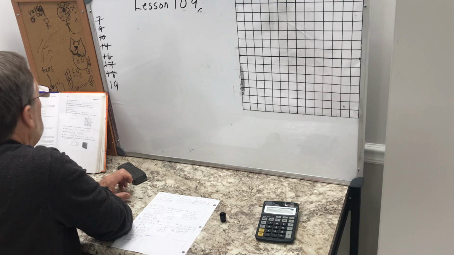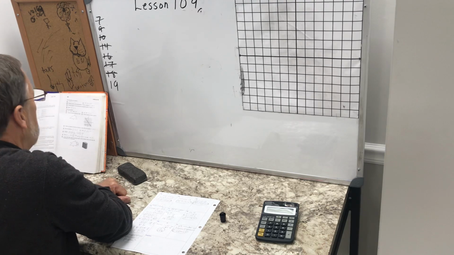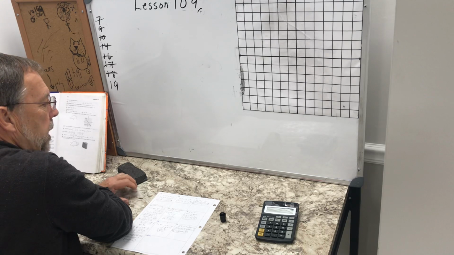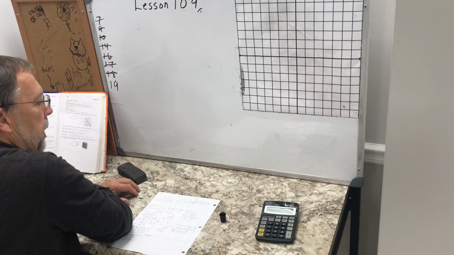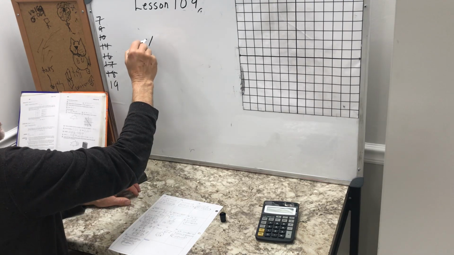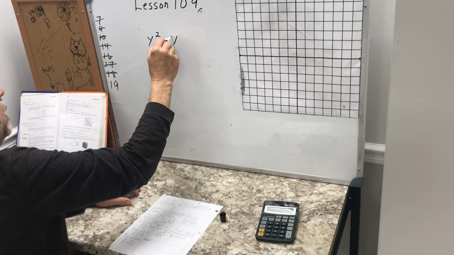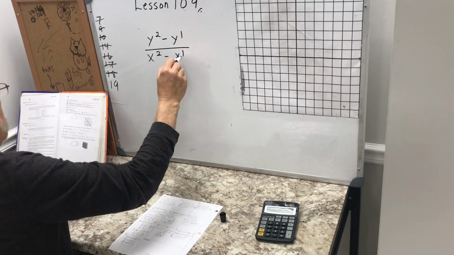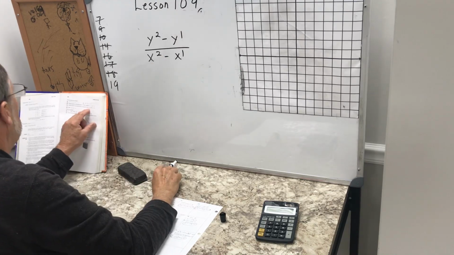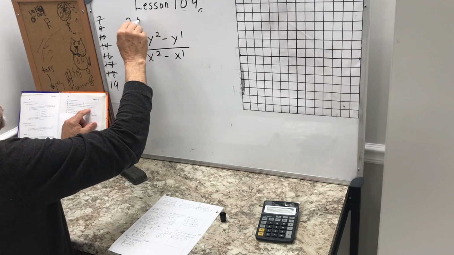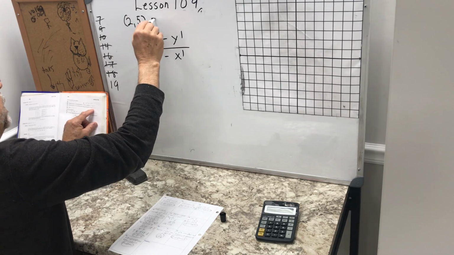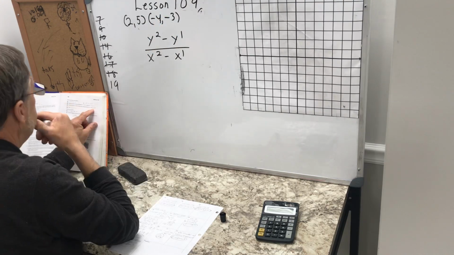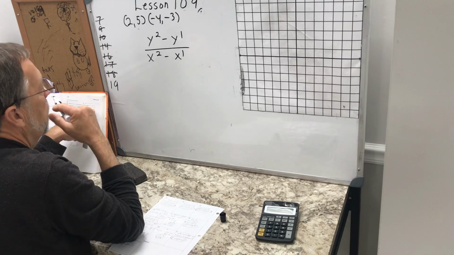I'm hoping that by now you'll remember this equation to solve number 19. How many of you remember it? Write it down if you remember it. It is y2 minus y1 over x2 minus x1. Important that you memorize that. The given points that they give us are 2 and 5, and negative 4 and negative 3. Always write these down in the order they give them to us, because that's important.